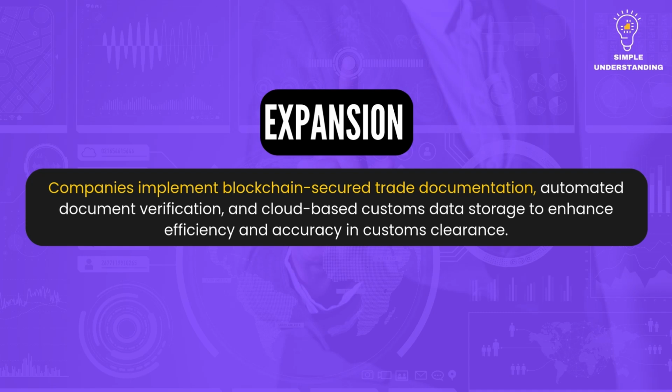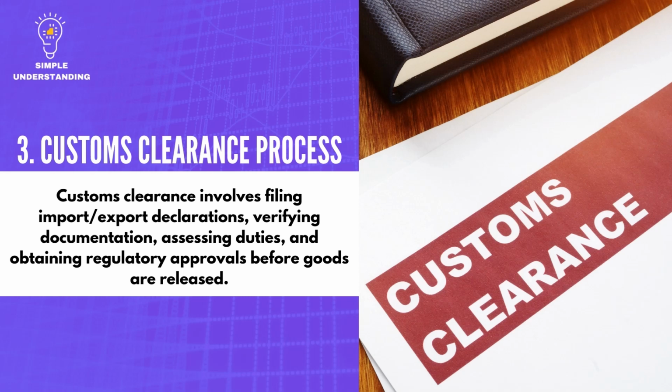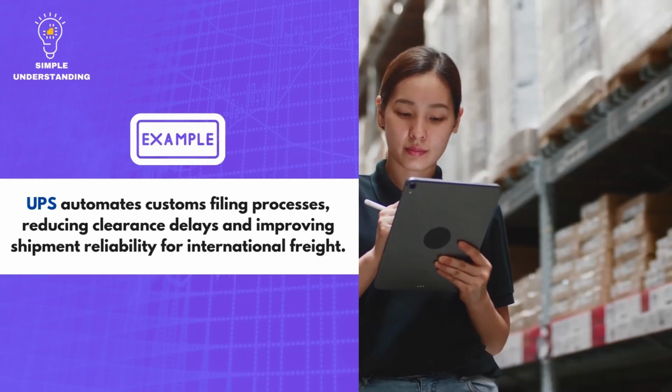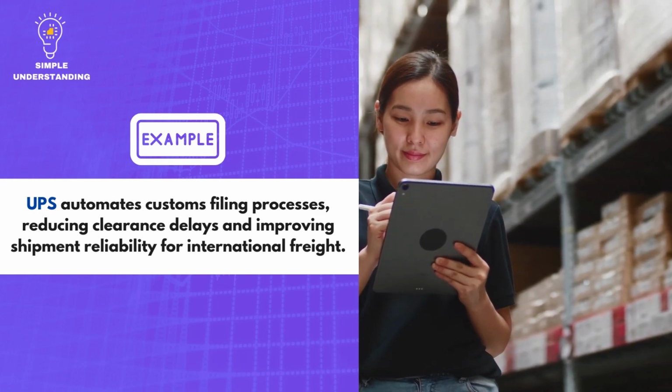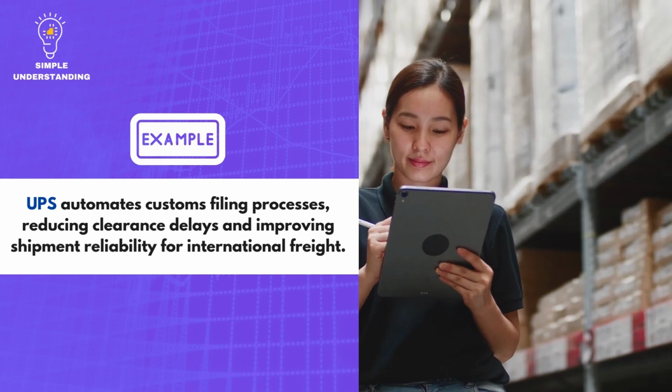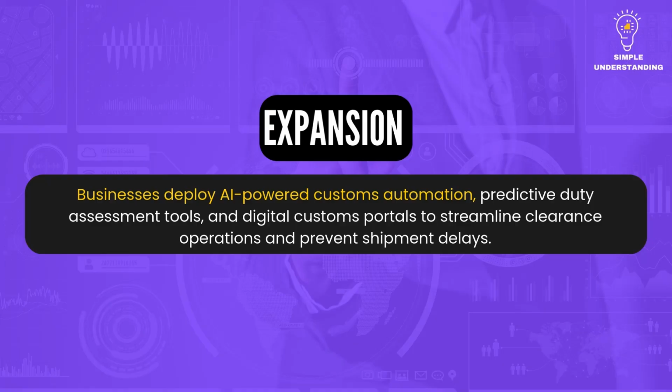3. Customs clearance process. Explanation: customs clearance involves filing import-export declarations, verifying documentation, assessing duties, and obtaining regulatory approvals before goods are released. Real company example: UPS automates customs filing processes, reducing clearance delays and improving shipment reliability for international freight. Expansion: businesses deploy AI-powered customs automation, predictive duty assessment tools, and digital customs portals to streamline clearance operations and prevent shipment delays.